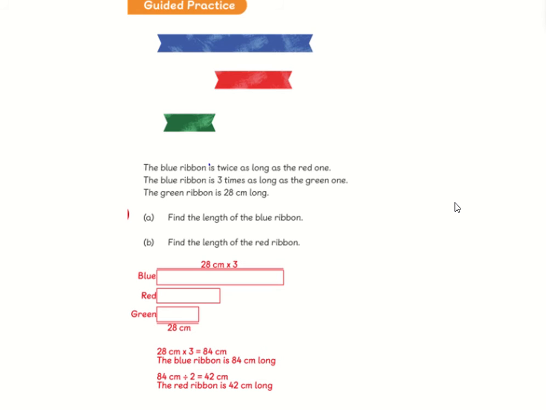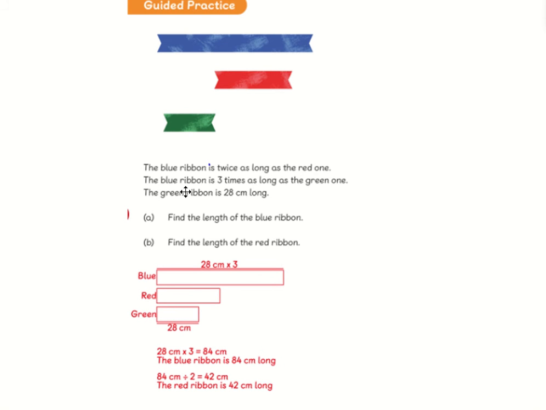Okay, so the information here that we definitely know is that the green ribbon is 28 centimetres long. We clearly know that. So if we make our bar for our green ribbon, you can see that we know that that is definitely 28 centimetres long. So let's have a look at some of the other information and see if we can complete a bar model to help us work out the answers.